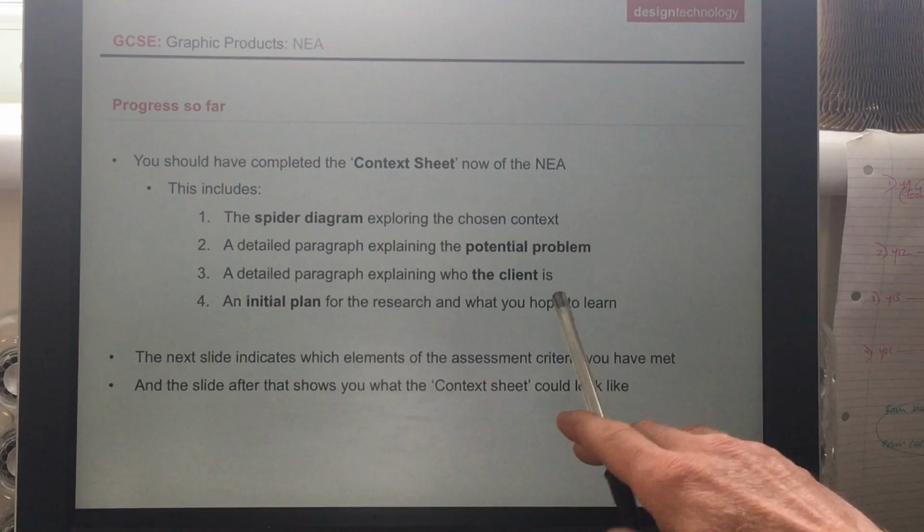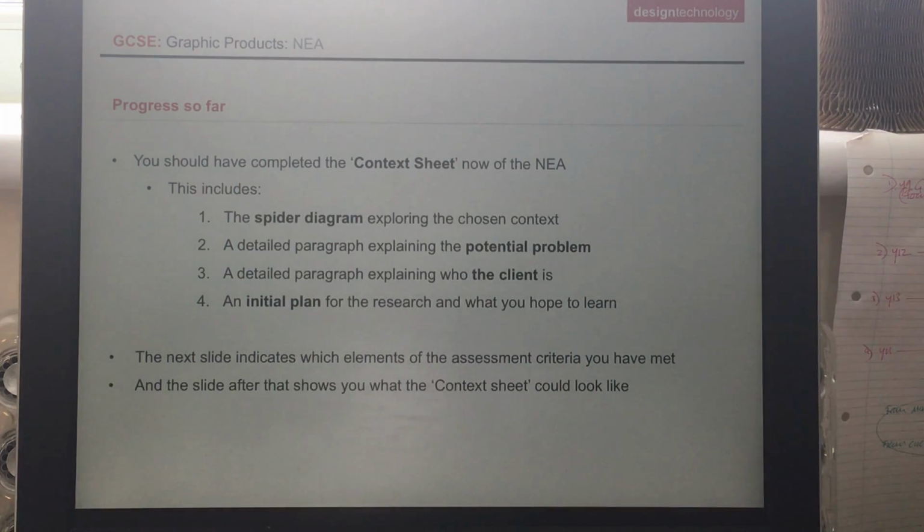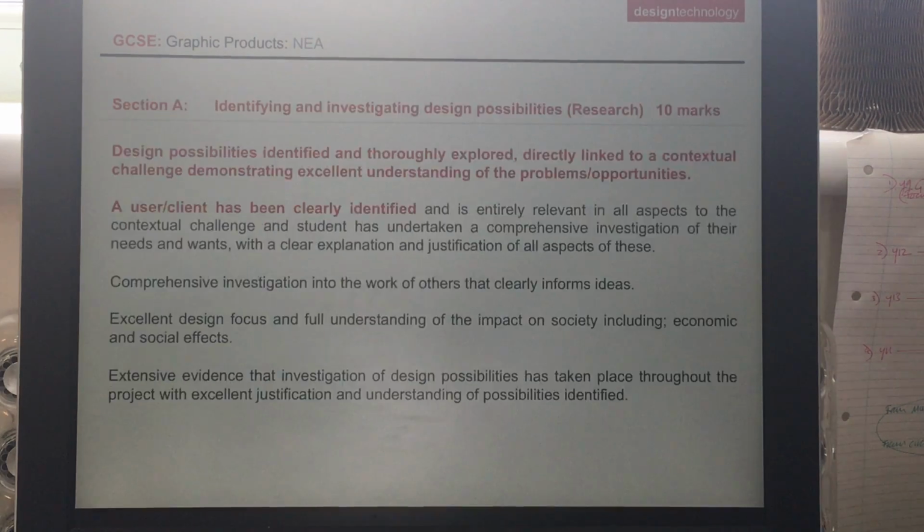And then the last one here: you should have roughly an initial plan for the research, what you think you might have to do. That could be a product analysis on CD packaging. It could be exploring some materials. It could be gathering the thoughts of the client by interviewing them. So just at this stage, what do you think you might have to do? Okay, so that's what you should have done so far.